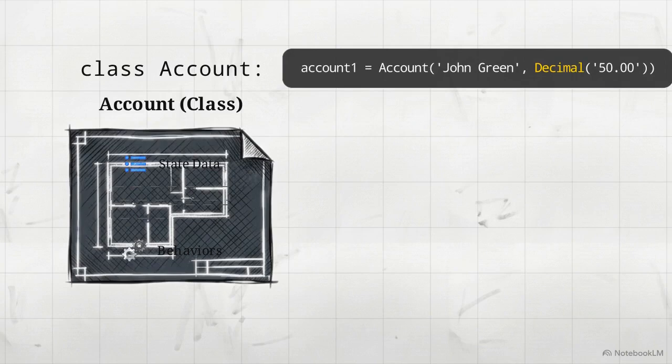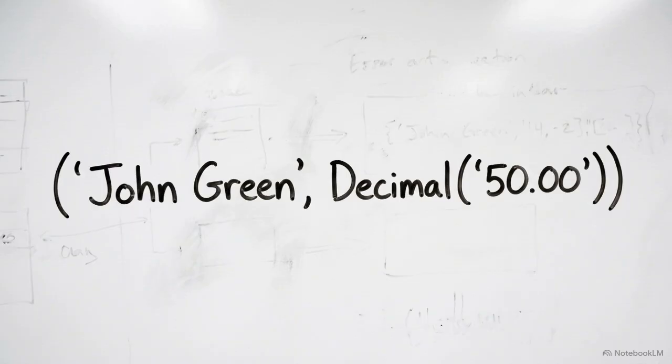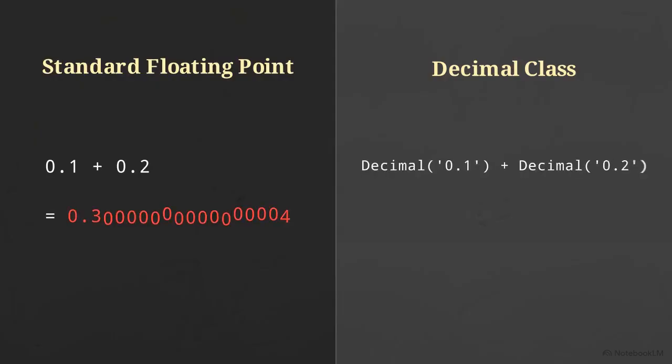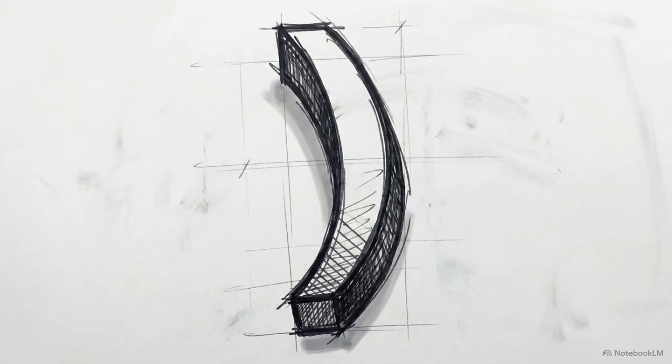To create an actual account for John Green with a starting balance of $50, we write a constructor expression. Executing this commands Python to read the blueprint and allocate a fresh, isolated block of space directly in the memory heap. We pass our specific starting data into this constructor as arguments. Notice the deliberate use of the Decimal class here, which guarantees strict financial precision, avoiding rounding errors common with standard floating point numbers. Syntactically, the parentheses following the class name are mandatory to trigger the process. Even if an object requires no initial arguments, those parentheses are the strict trigger forcing instantiation.